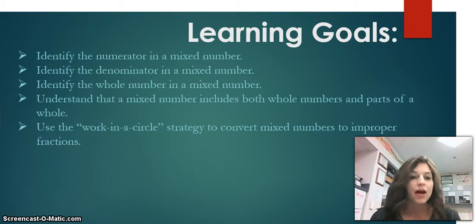Write these down. I want you to identify the numerator in a mixed number, identify the denominator in a mixed number, identify the whole number in a mixed number, understand that a mixed number includes both whole numbers and parts of a whole, and use the work in a circle strategy to convert mixed numbers to improper fractions.